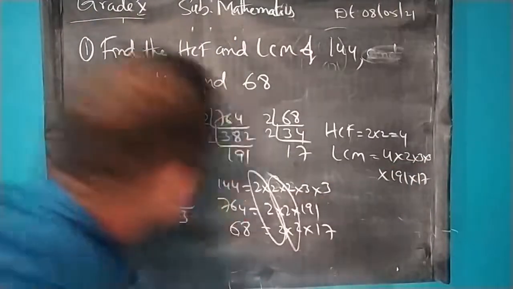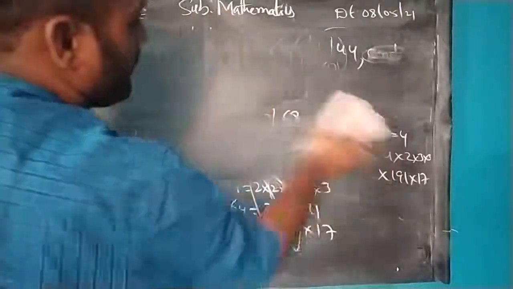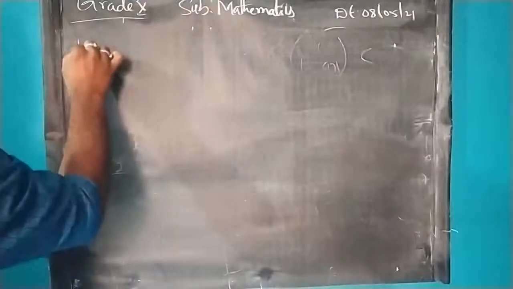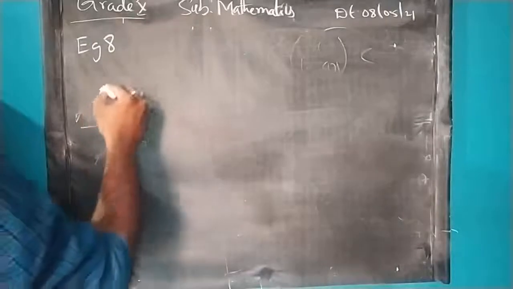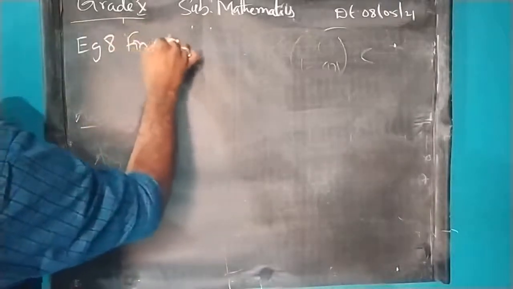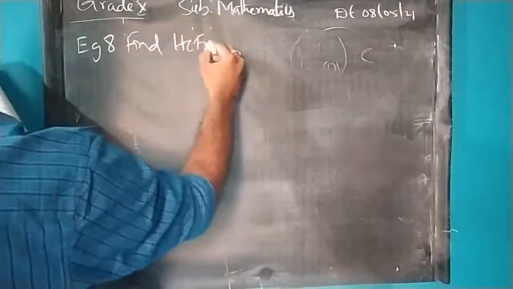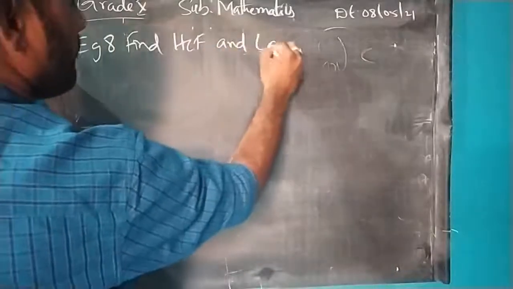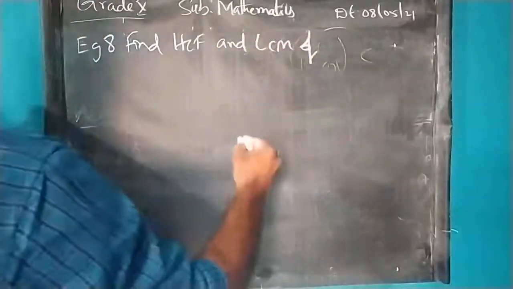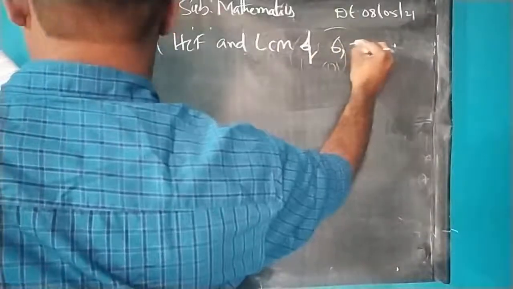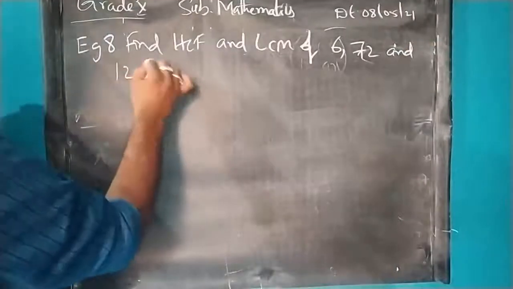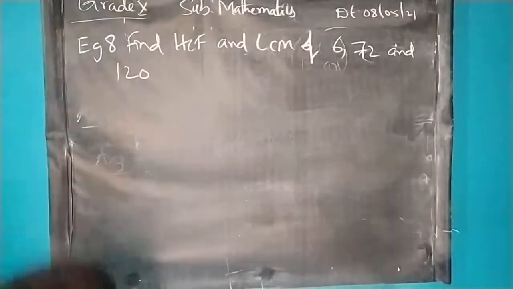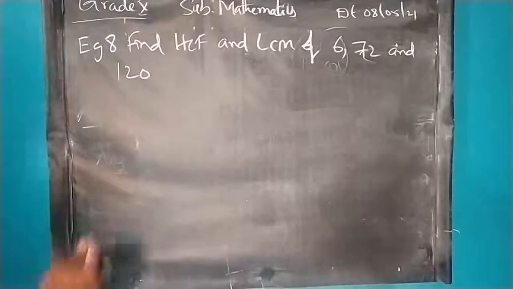Now let us take one textbook question. Example 8. Find the HCF and LCM of 6, 72 and 120 by using the prime factorization method. So how to do these questions here?